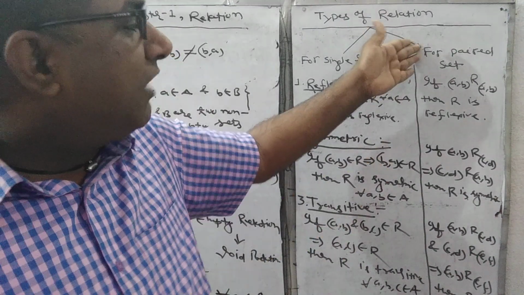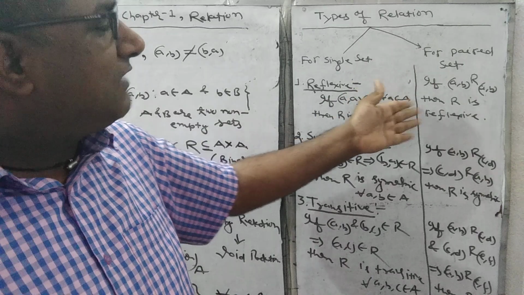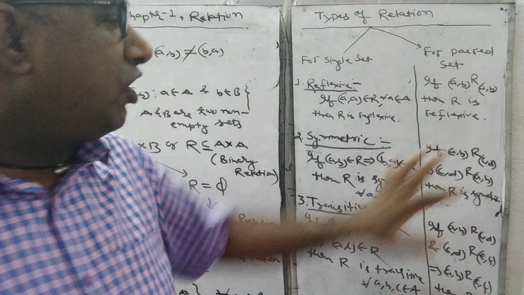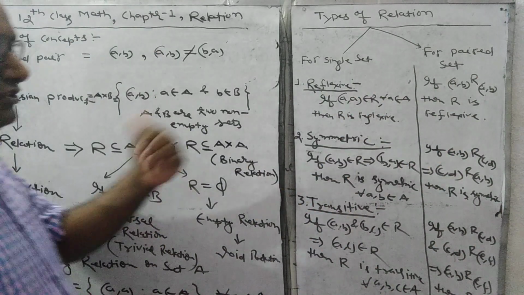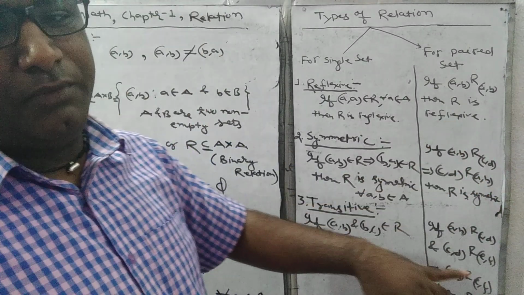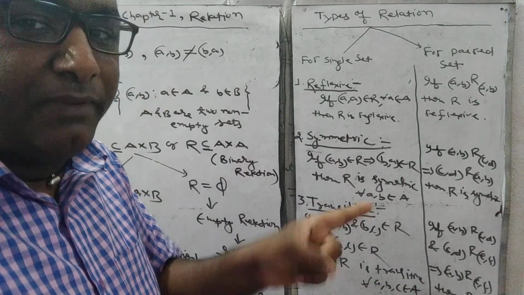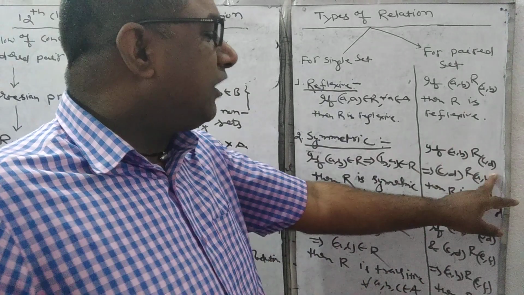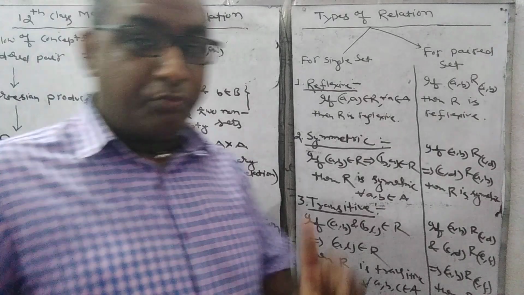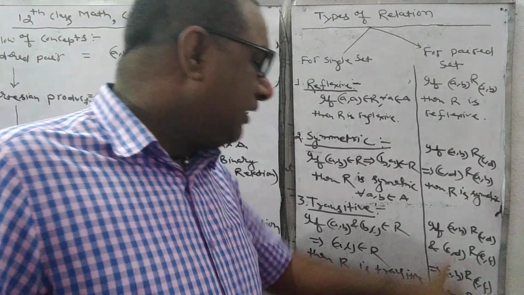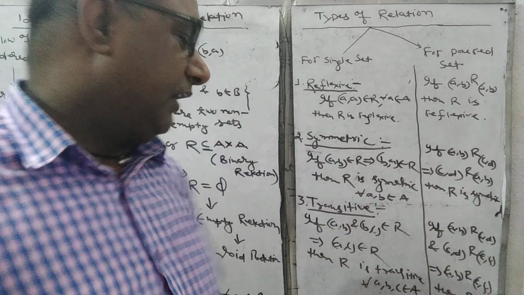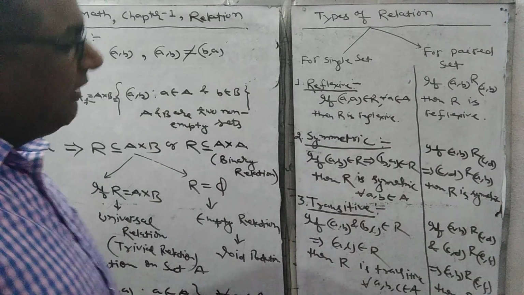What about the paired set? For the paired set, the definition is: if (a, b) is related to (a, b), one pair related to itself, then it's called a reflexive relation. What about symmetric? If (a, b) is related to (c, d), then (c, d) is related to (a, b). Again the opposite thing, but in terms of pairs, not elements. And transitive: if (a, b) is related to (c, d) and (c, d) is related to (e, f), then (a, b) is related to (e, f). If this happens, then the relation is transitive.